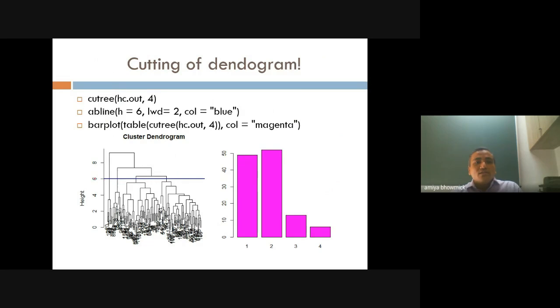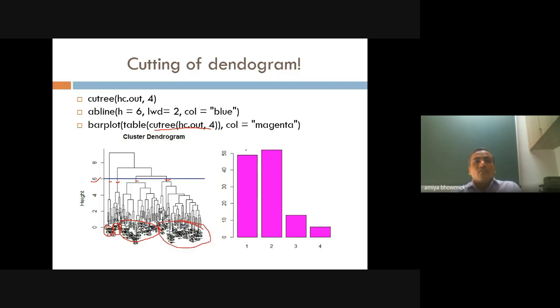This is a tree structure, and you can cut it. What does that mean? Cut tree with 4. 4 means that I want 4 clusters. If you cut it over here, you are going to get 4 clusters. How many lines are coming from here? 1, 2, 3, 4. So these are part of one cluster, these are part of one cluster, this whole group is part of one cluster, and this whole group is part of one cluster.